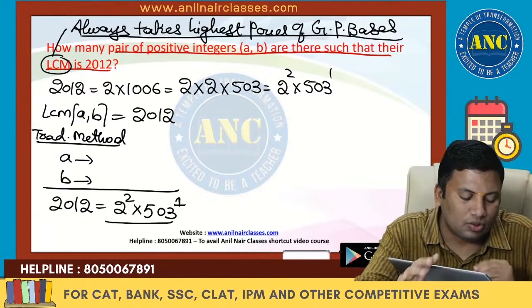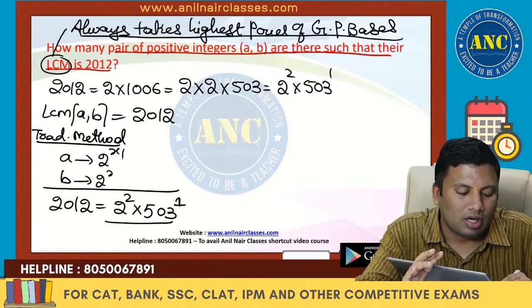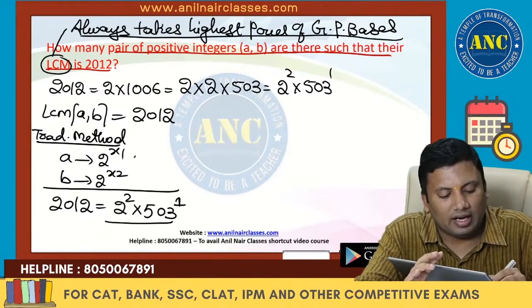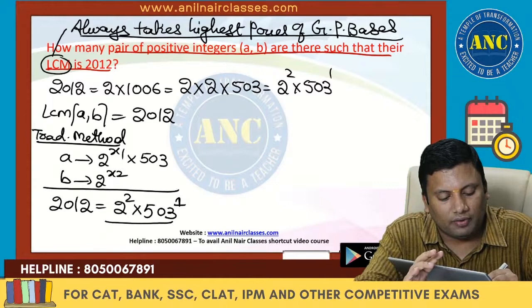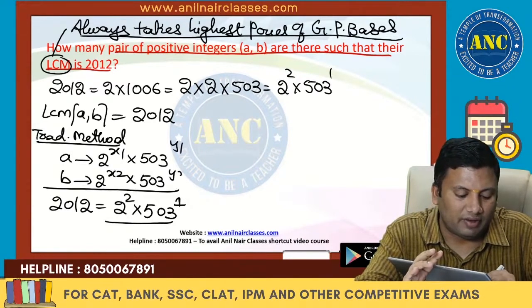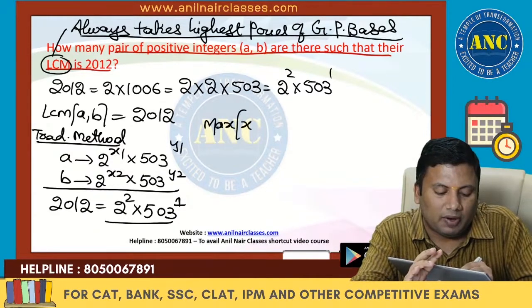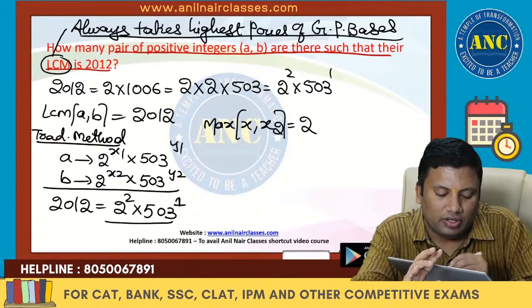The answer is 2 square into 503 power 1. The question numbers also should have 2 power x1, 503 power y1, and 2 power x2, 503 power y2. LCM always takes the highest power of the given prime bases. Maximum of x1 and x2 is 2.